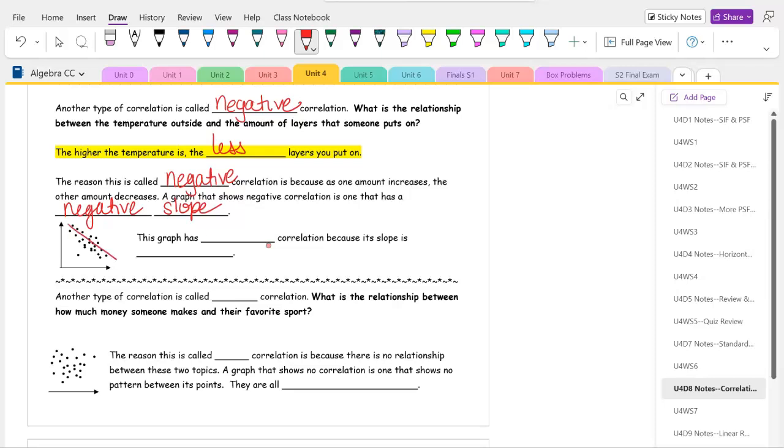Okay, so we would say this graph has negative correlation because its slope is negative. All right, one last type of correlation is just no correlation.